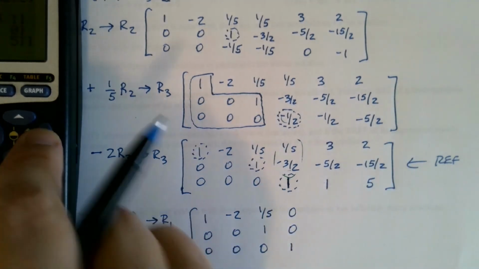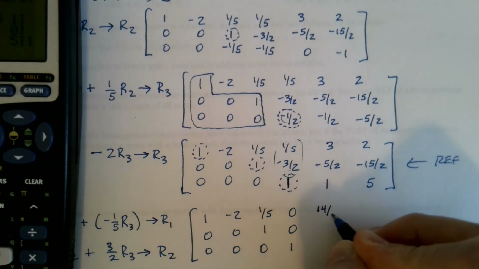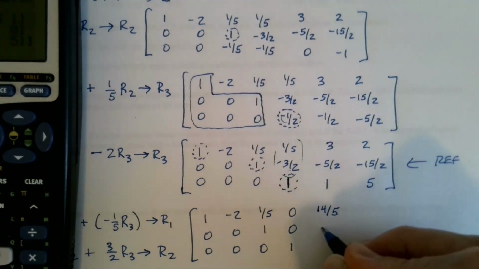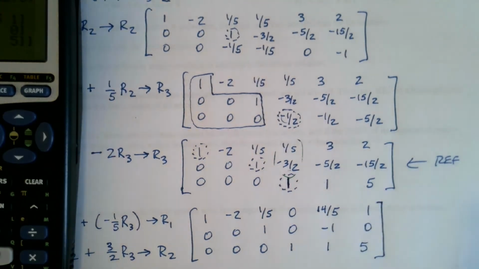I did have some slight changes in the first and second row back here, though. This is 14/5, -1, 1, 1, 0, 5. Okay.